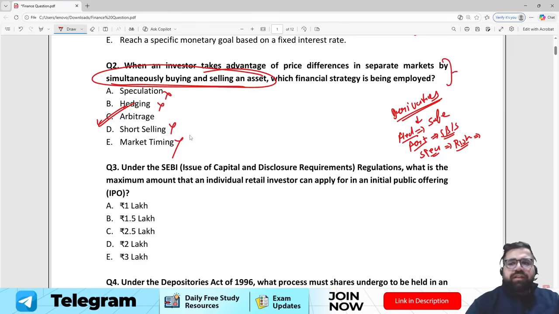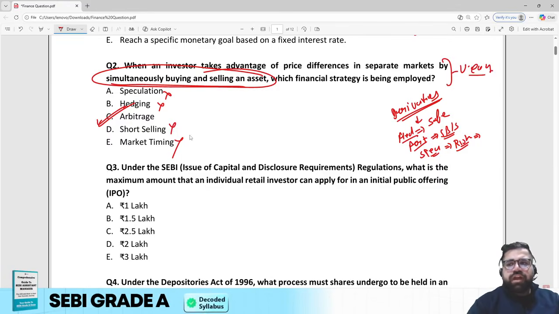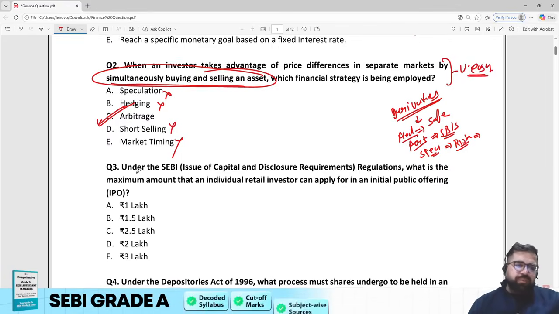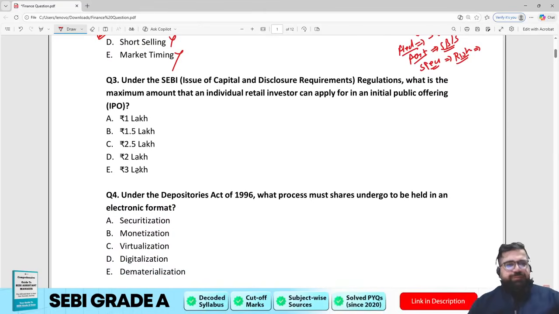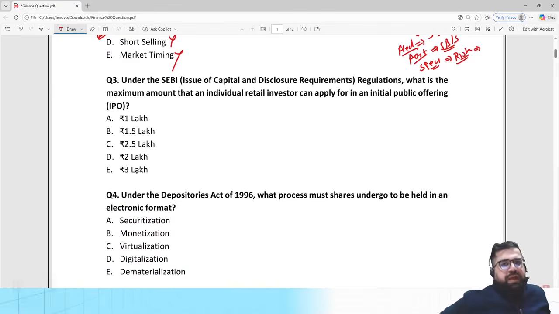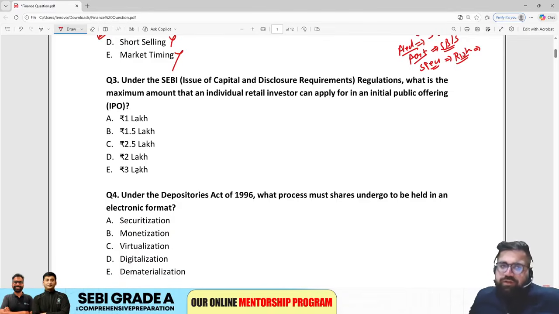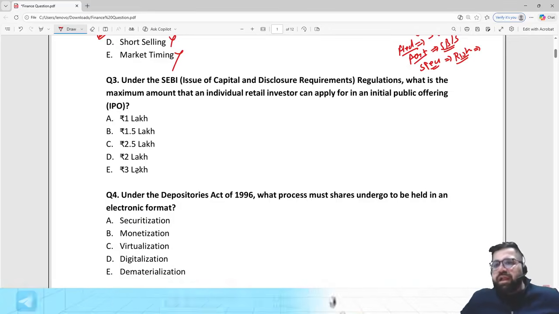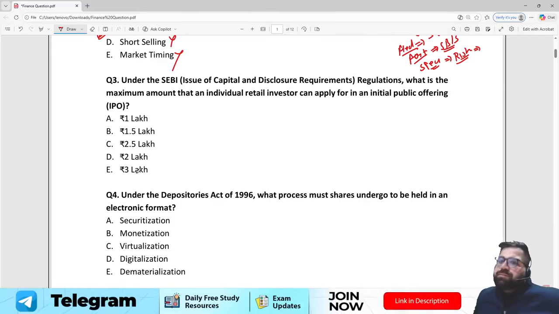Now according to me, again, this is a very easy concept based question. I hope you would have also got it correct. Question number 3, my friends. Under SEBI issue of capital and disclosure requirements regulation, what is the maximum amount that an individual retail investors can apply for an initial public offering?